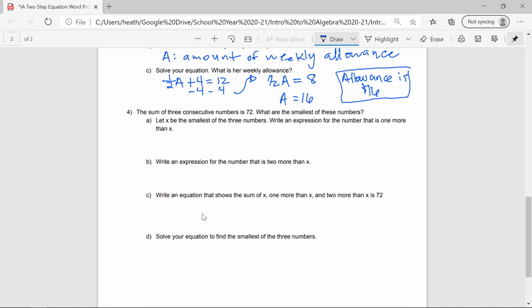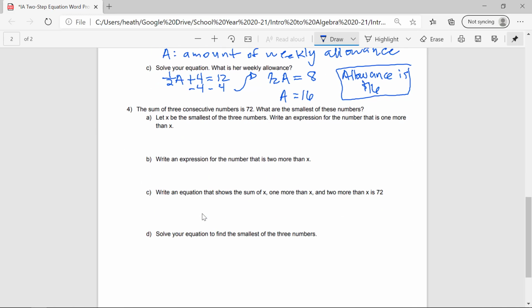This next one's kind of a fun number puzzle. We've got the sum of 3 consecutive numbers is 72. So consecutive means in a row, like 7, 8, 9. That's consecutive. It says, what is the smallest of these 3 numbers? And this one gives us a little bit of direction. So if x is the smallest of the 3 numbers, it says write an expression for the number that's 1 more than x. So you probably figured out that that should be x plus 1. And that the expression for the number that's 2 more is going to be x plus 2.